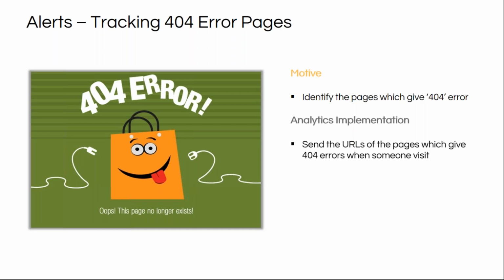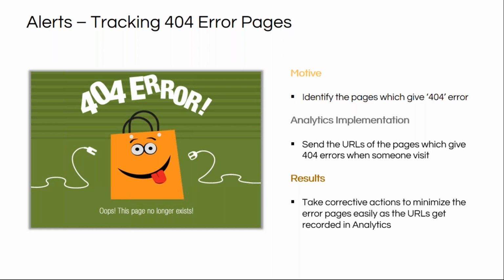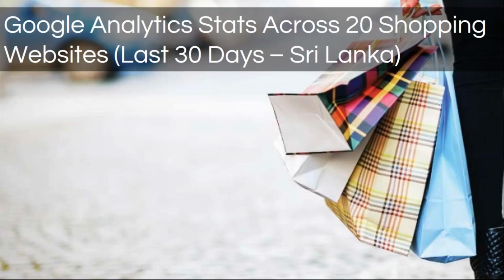So if a visitor goes to a page that has an error, it will send an event to analytics saying that this particular URL gives a 404 error page. At the end of the day, we can monitor these and create automated alerts. If these are accumulating, we can take corrective actions to reduce the number of error pages. With all this tracking implementation, we can gather data, and through reports we can monitor data.